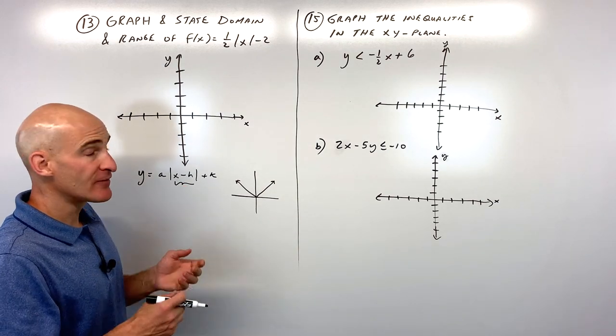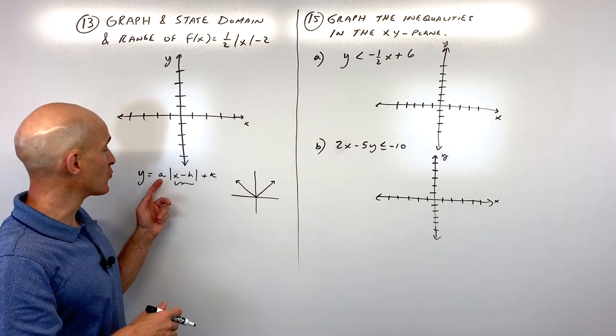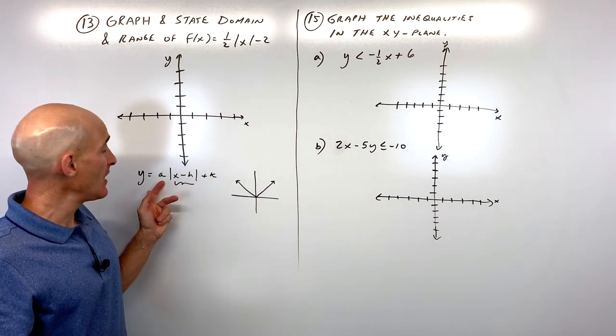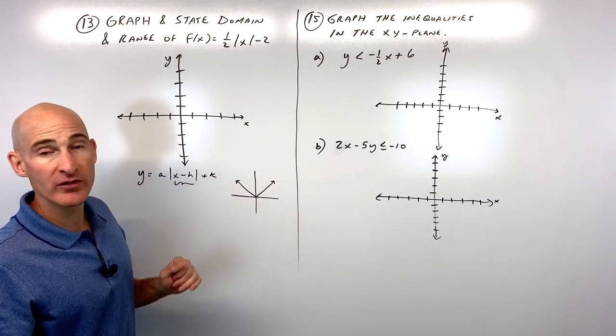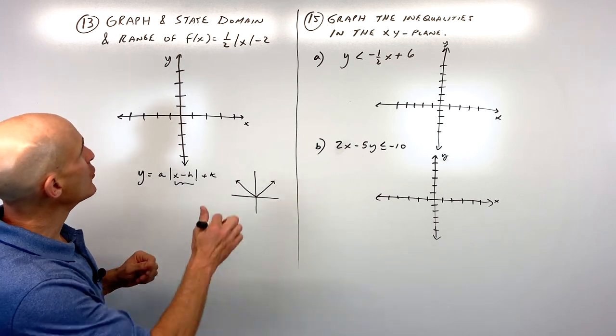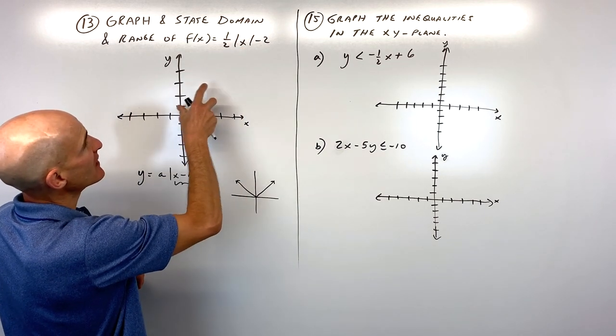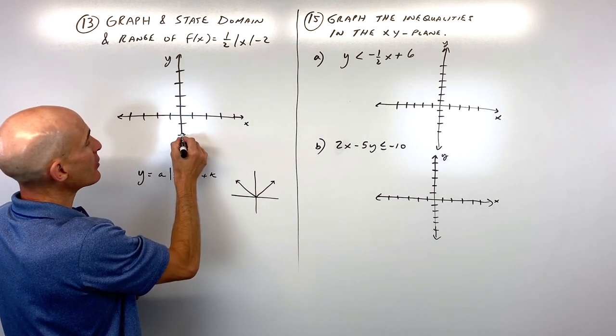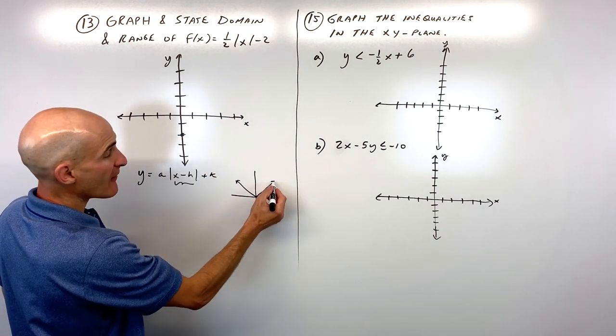And then the a is involved with stretching the graph if a is greater than 1, compressing the graph if it's between 0 and 1, and if it's negative, it's going to reflect it over the x-axis. So a couple different ways to do this problem, but notice that this one here is not being shifted left or right, but it is being shifted down 2. We could think of this as like our vertex, this point here where the graph bends.